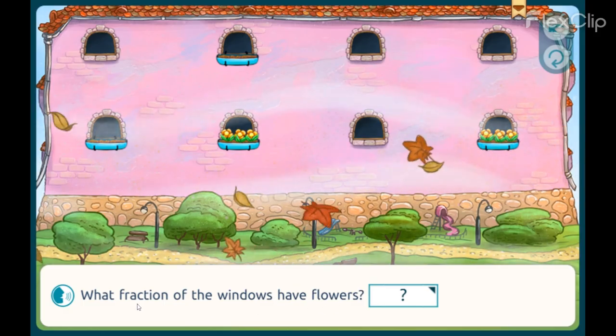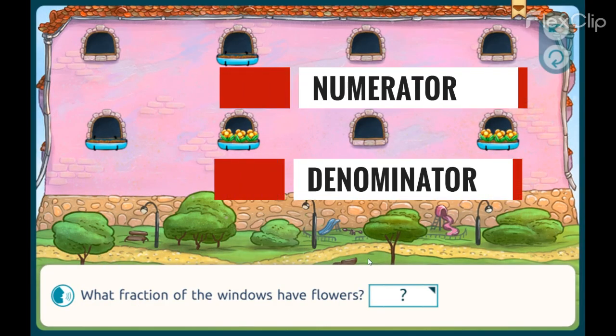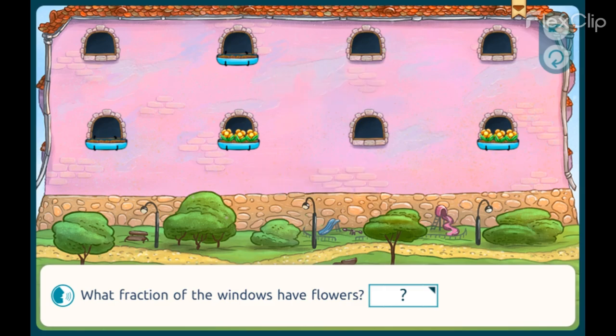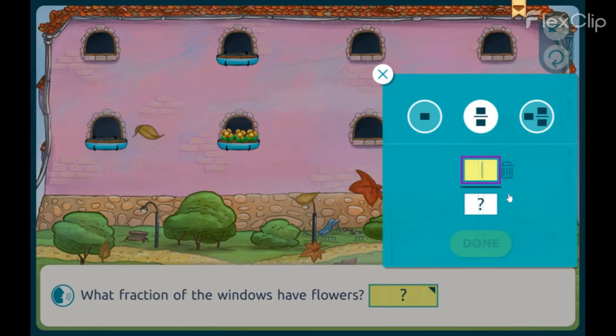Because fraction always has 2 parts. The upper part, that is called numerator, and the down part called denominator. Denominator is the total number of windows, that is 8, correct? And the numerator is the total amount of flowers. So the fraction we're after is 2 out of 8.